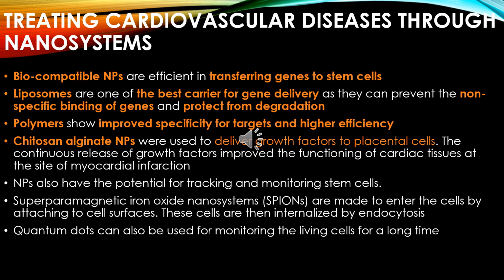Next is polymer. The polymers show improved specificity for targets and higher efficiency. So polymer is another nanostructure which will be helpful in treating cardiovascular disease. And next is the chitosan alginate nanoparticle. They were used for delivering growth factors in placental cells.